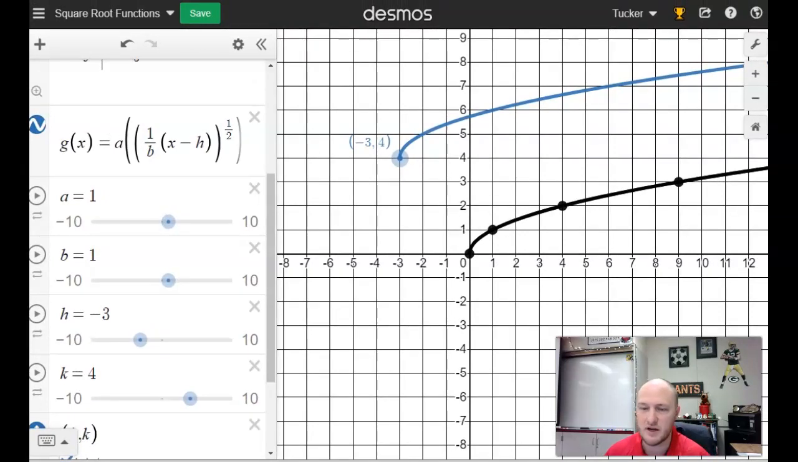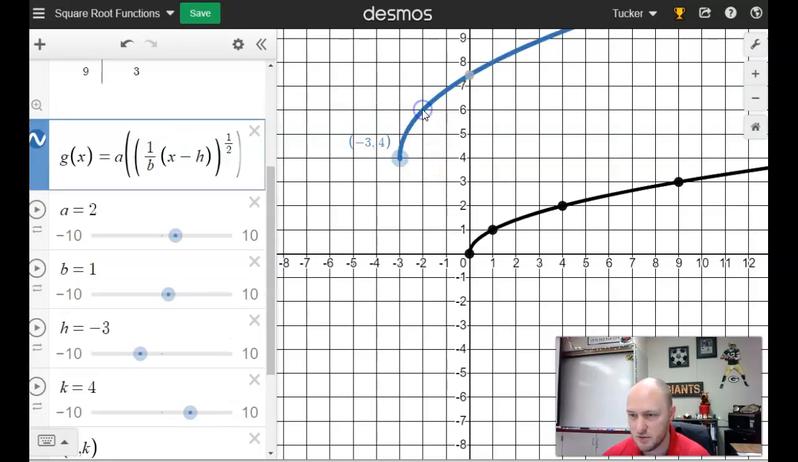Well, first I'm going to show you the effect of a 2. If I have an A value that's 2, that's going to cause stretch. So we're going to have stretch on our graph. And notice, instead of going right 1, only up 1, my vertical value of 1 got multiplied by 2. So 1 times 2 is 2. So here I have this value. So I went right 1, up 2.